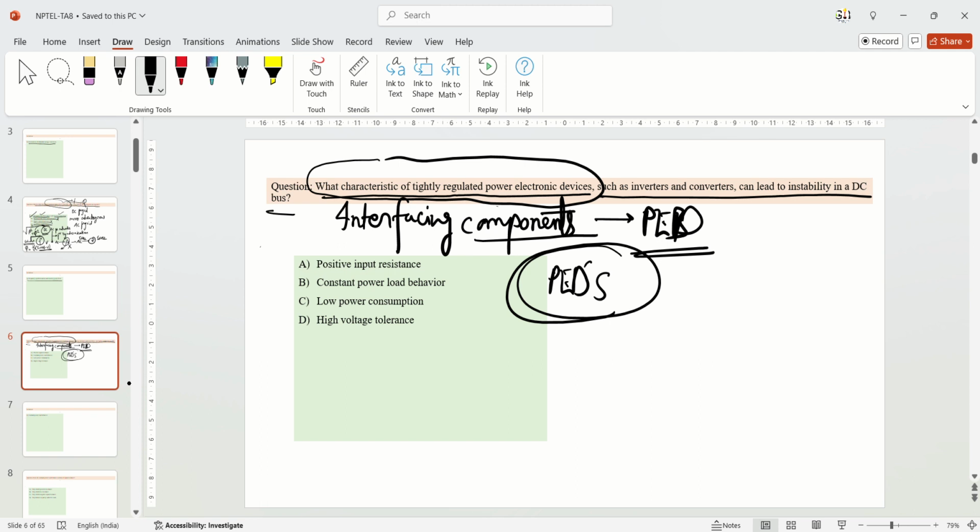Anyone who wanted to give the answer? That is related to one of the characteristics of power electronic devices. If you read it out, then you can go through these options: positive or constant load flow, the behavior, load power consumption. Then you will get some idea. Last 1 minute to solve this question.